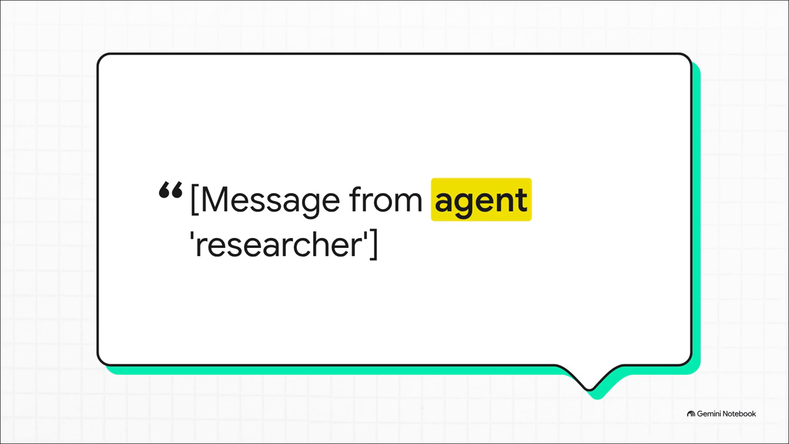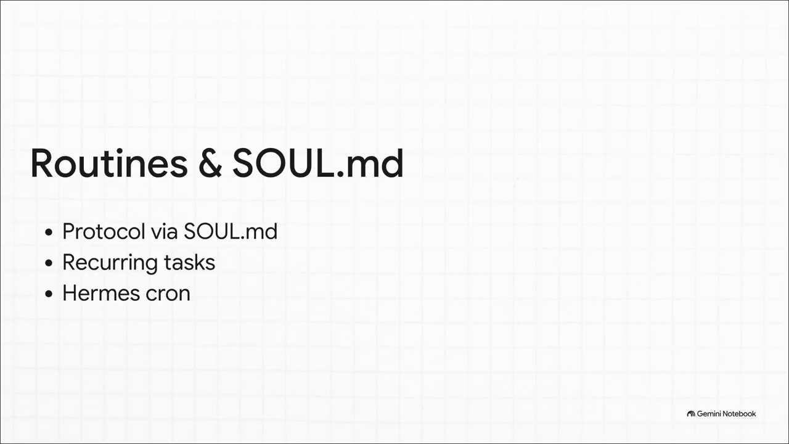So when a bot receives a message from one of its peers, it comes with crystal clear attribution. You'll actually see a distinct message from agent researcher tag right in your history. This is huge because it completely solves the hallucination problem where agents just forget who actually gave them a prompt. So how do they know what to do with all that?